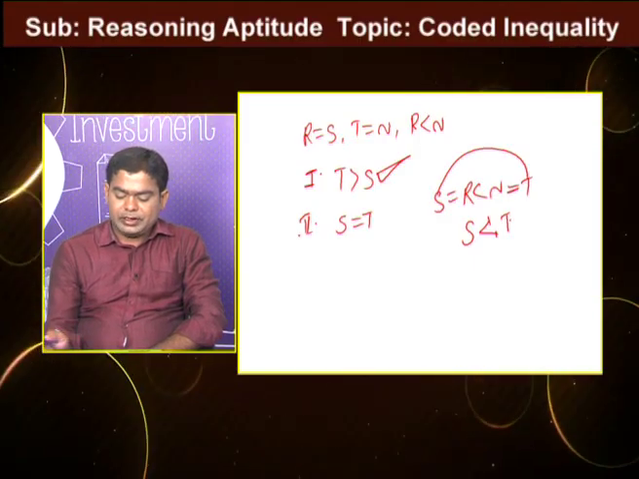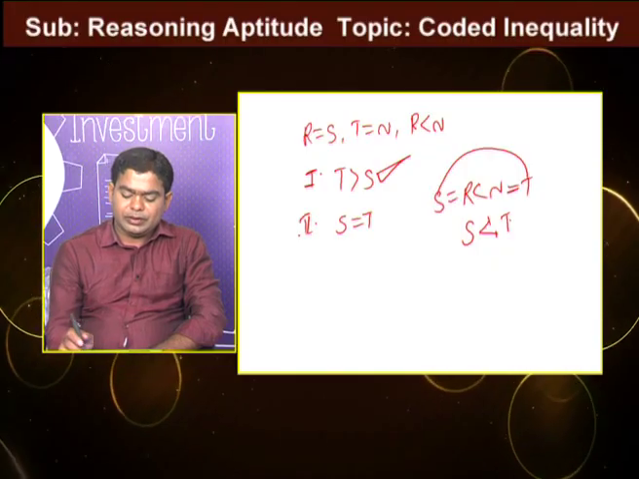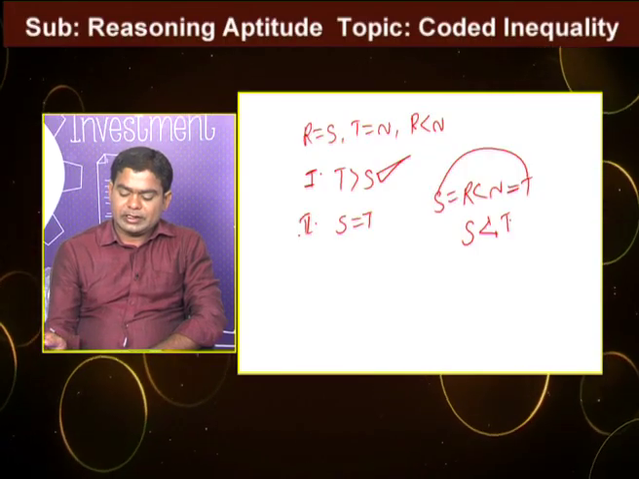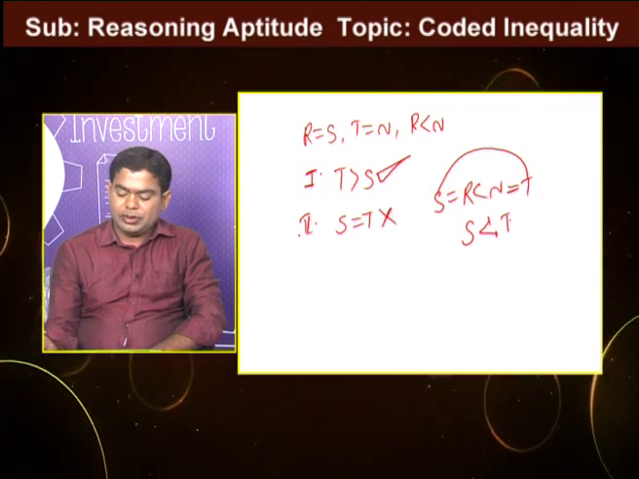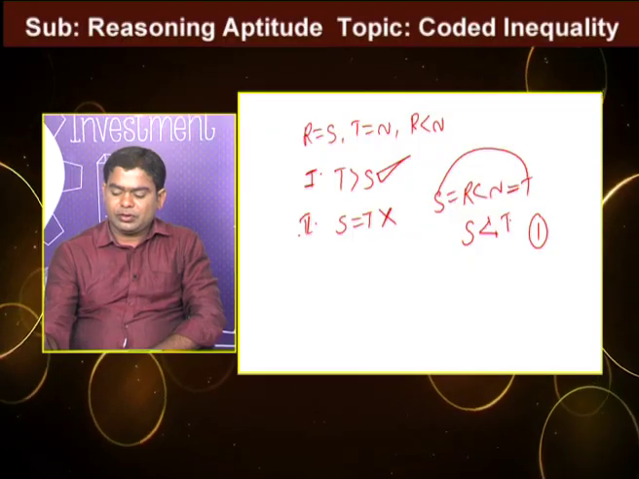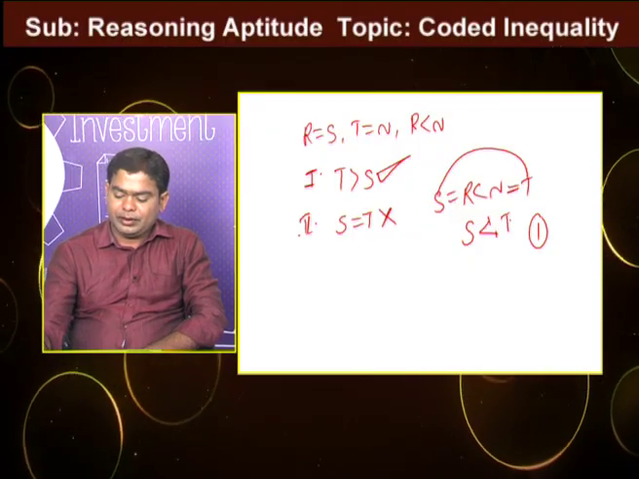So S equal to T. In between S and T we get less than, S less than T. There is no S equal to T. That means conclusion 2 does not follow. That means only 1 follows according to our question paper, first option.